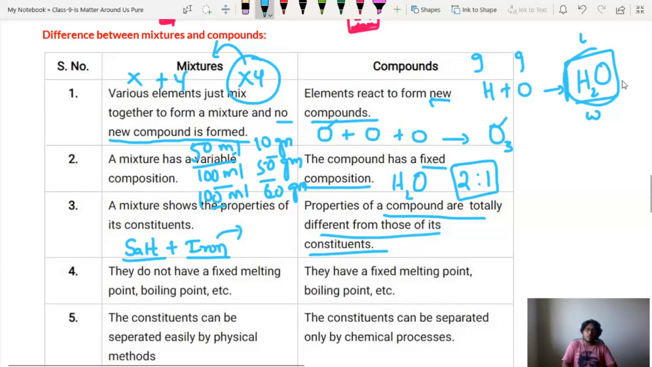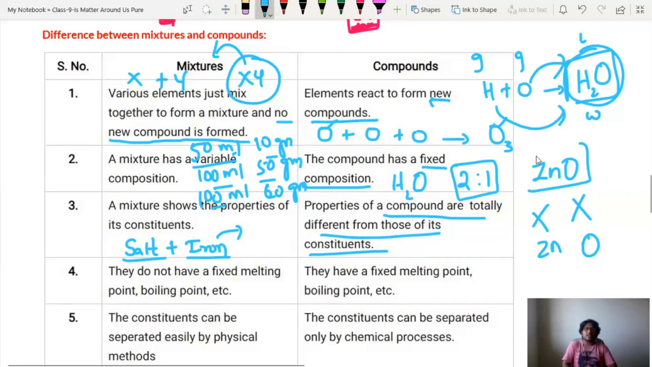If we take water, water has its own property. Apart from that, water will not have a separate property of hydrogen, a separate property of oxygen. If we take zinc oxide, it will not have a separate property of zinc and will not have a separate property of oxygen. Zinc oxide is different like that.